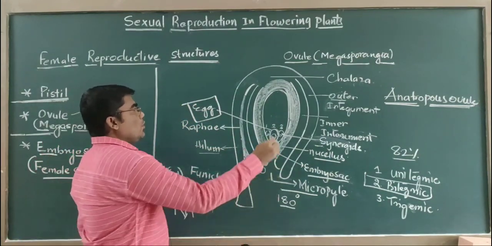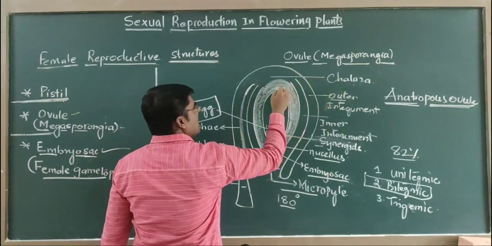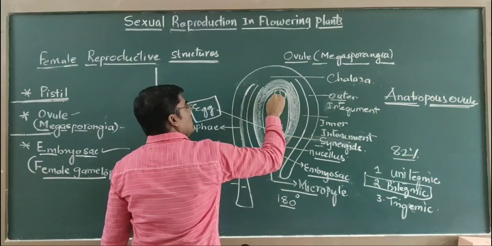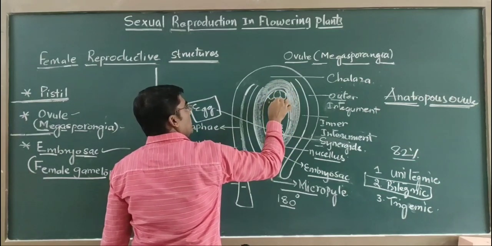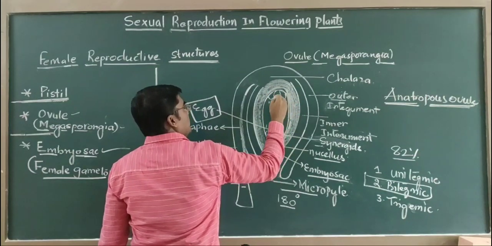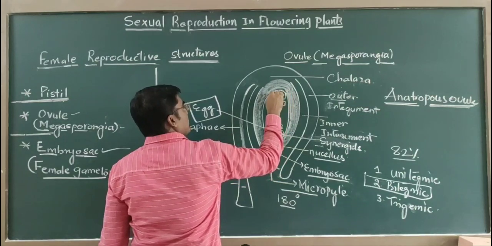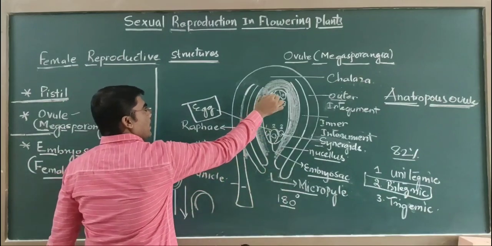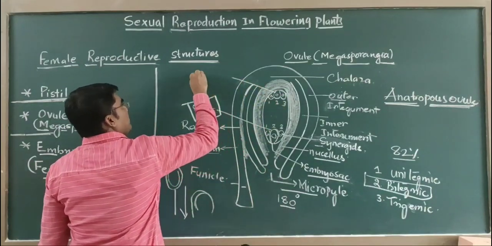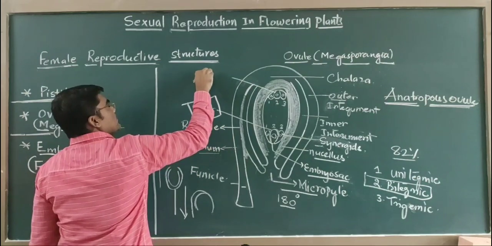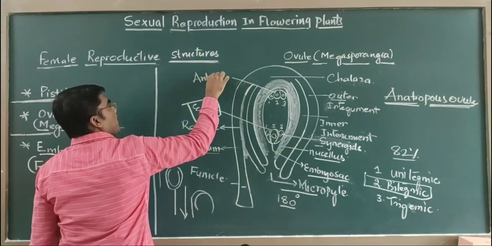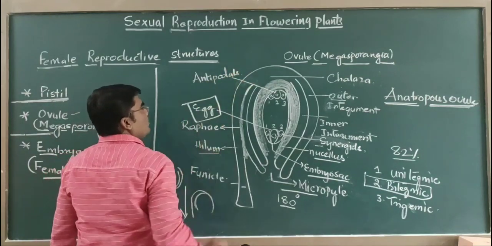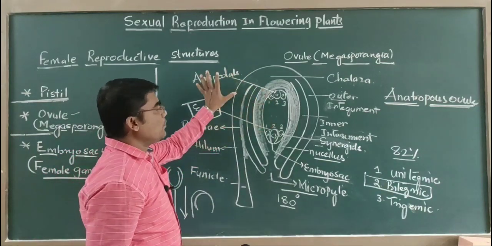ಮುಂದೆ, towards the chalazal region we observe 3 cells. ಛಲಾಜಲ್ ಕಡೆನೂ 3 cells ಇರ್ತವೆ. 1, 2, 3. Now all the 3 cells are referred to as antipodals. Antipodals. All the 3 cells are antipodals.